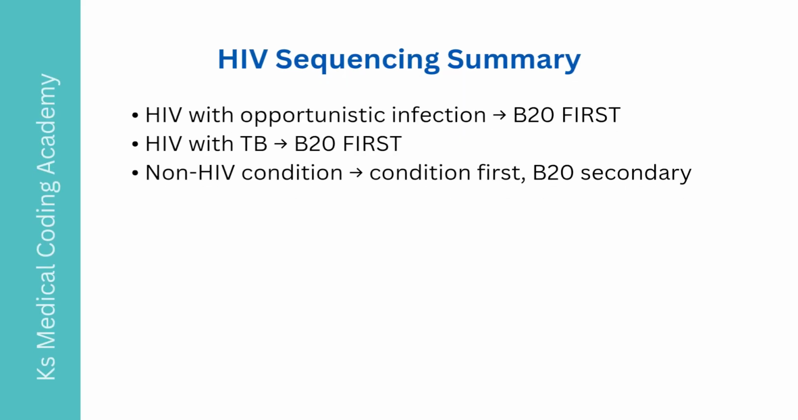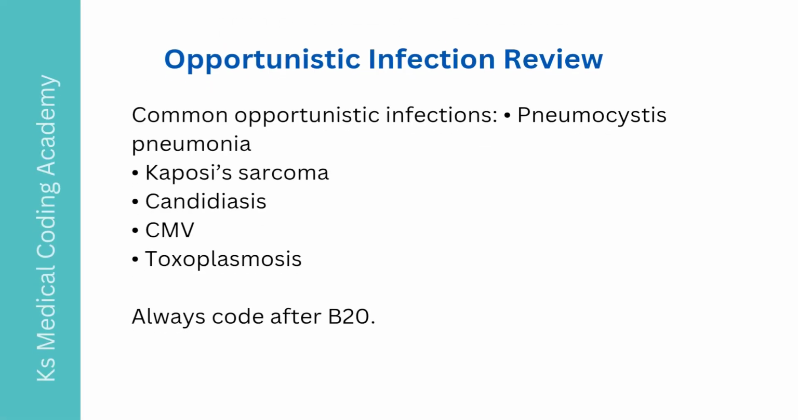HIV sequencing summary. When HIV is associated with an opportunistic infection or tuberculosis, code B20 first. If the condition being treated is not related to HIV, code that condition first and assign B20 as a secondary diagnosis. Opportunistic infection review. Common opportunistic infections include pneumocystis pneumonia, Kaposi's sarcoma, candidiasis, cytomegalovirus infection, and toxoplasmosis. These conditions are always coded after B20.